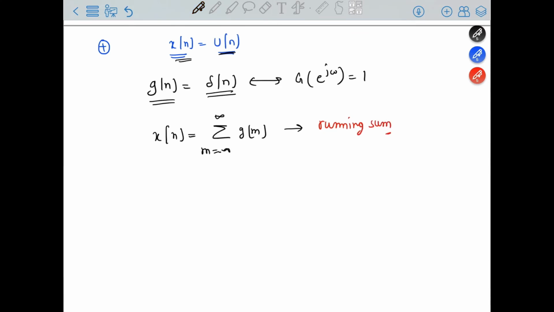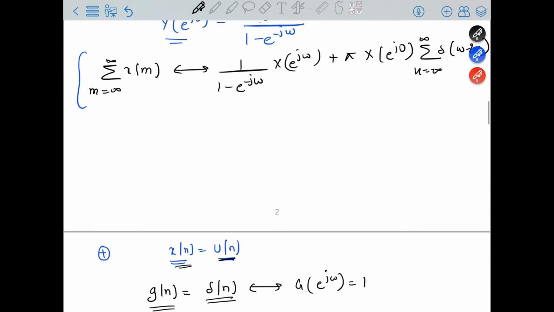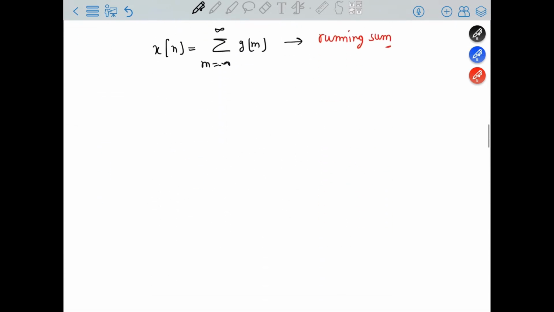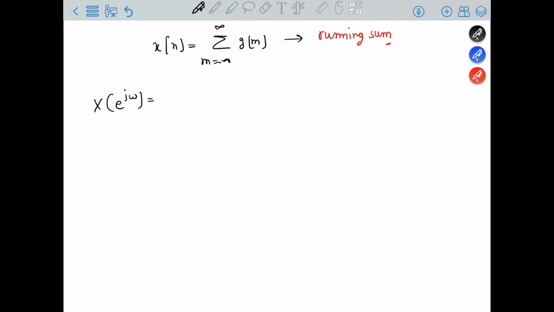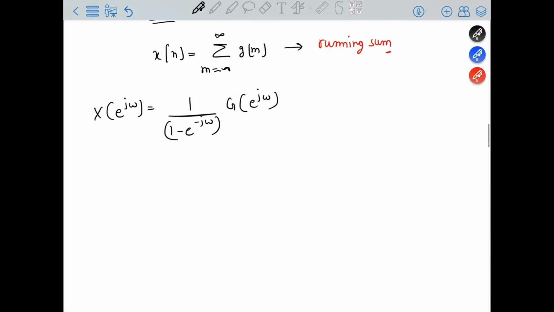So this expression shows the running sum. Now we'll take the Fourier transform by using the formula which we have seen in the previous property. That directly says that the Fourier transform X(e^{jω}) will be 1 upon 1 minus e^{-jω} multiplied with capital G(e^{jω}), which is the Fourier transform of g[n], added up with π G(e^{j0}) summation k equals minus infinity to infinity δ(ω − 2πk).